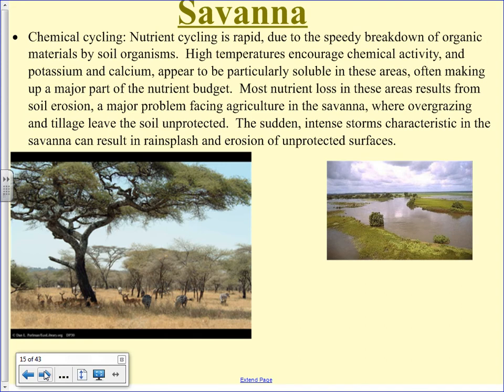Chemical cycling is rapid. Again, there's moisture and there's heat, and those things breed all kinds of decomposing organisms: fungus, bacteria, insects, and things like that. Here again, you can see that umbrella shape that a lot of the trees have, especially the larger trees, and that again helps to protect their root system. You can see that there's a lot of shade underneath where all the zebras and antelope are hanging out, because it's nice and cool underneath there.